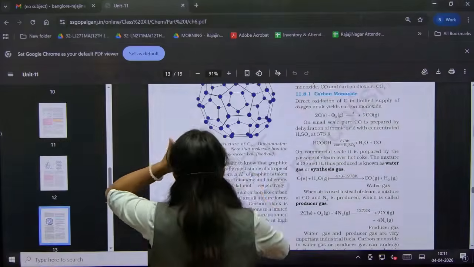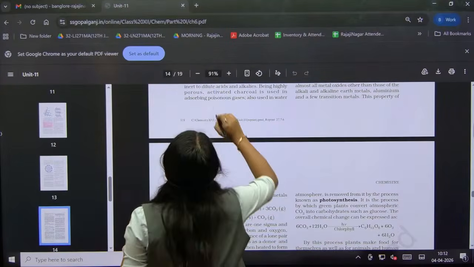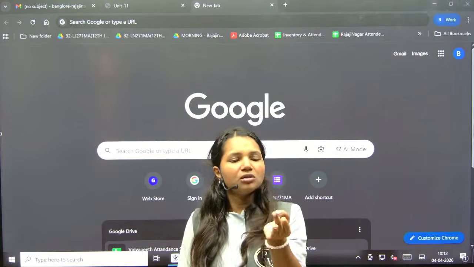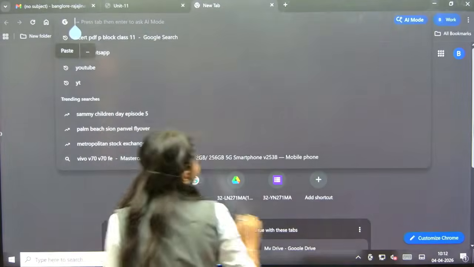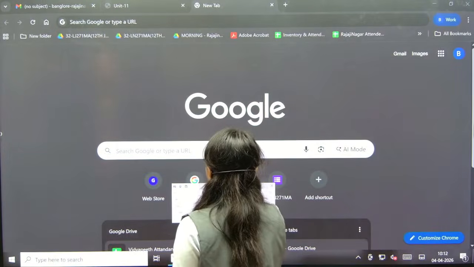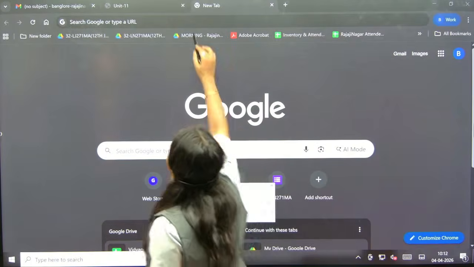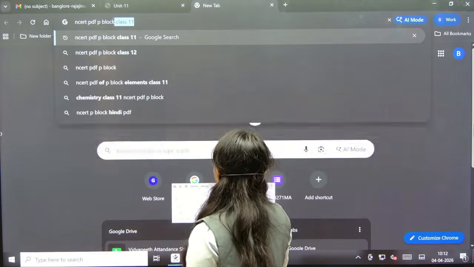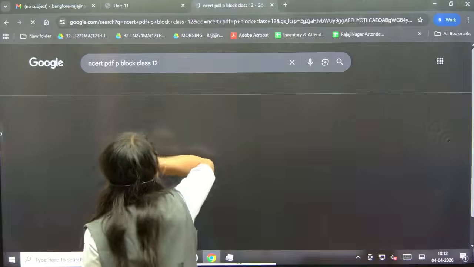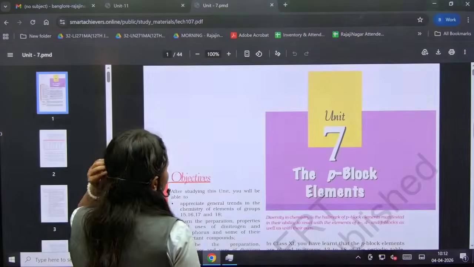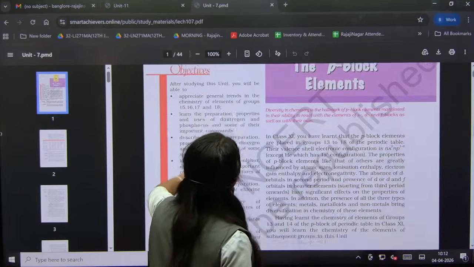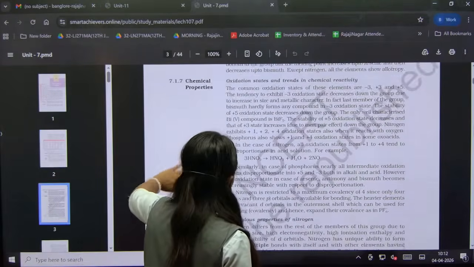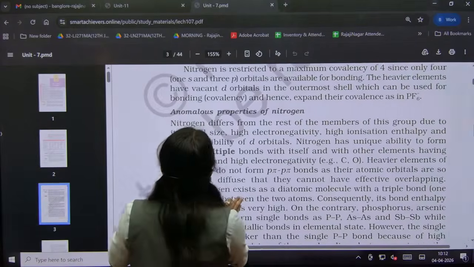Now quickly we will see the anomalous behavior of oxygen, nitrogen, fluorine and neon. Anomalous behavior of nitrogen, so this we will do.